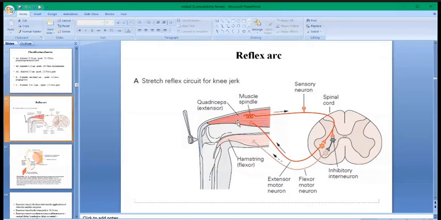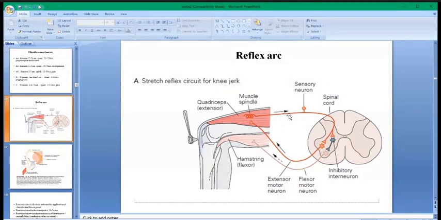If the quadriceps femoris contracts, then the opposite muscle must relax. The opposite muscle is the hamstring muscle. Am I clear? Hamstring muscle. Please try to remember hamstring muscle.